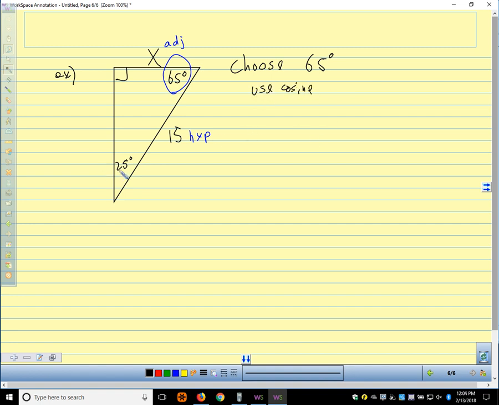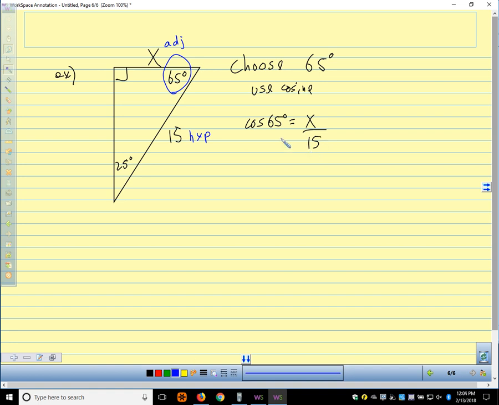If we chose 25, what would be different? What would this side be? Opposite. So we'd use sine. And that's how the problem would come out correctly. So we're going to use cosine for 65. So the cosine of 65 degrees equals the adjacent over hypotenuse, x over 15.